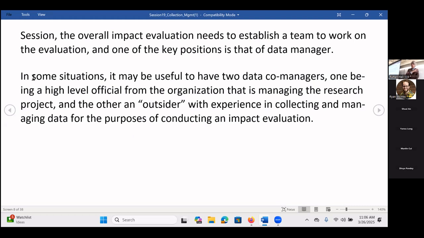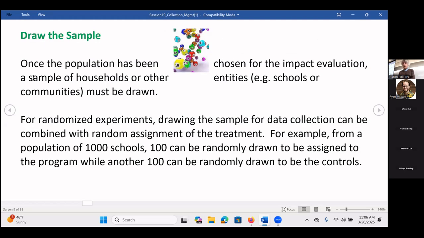One of these will be somebody, if you're doing this for the government, in the organization that's managing the research project. I do stuff with education, so that would be somebody in the Ministry of Education. And then another one would be an outsider who's more of an expert, a consultant type person who knows a lot more about how to conduct these and has a lot of experience. Okay, so if you can afford it, get a data manager.